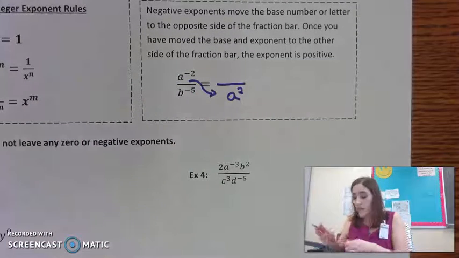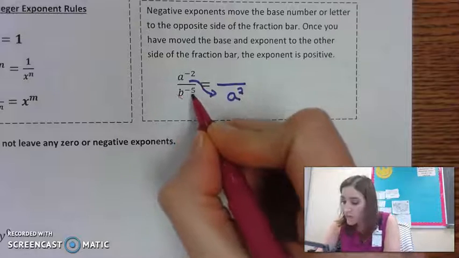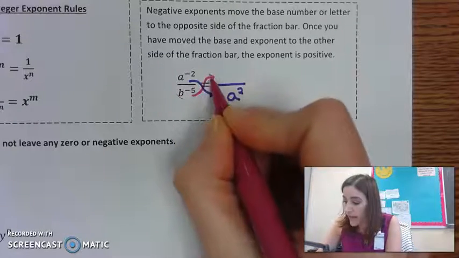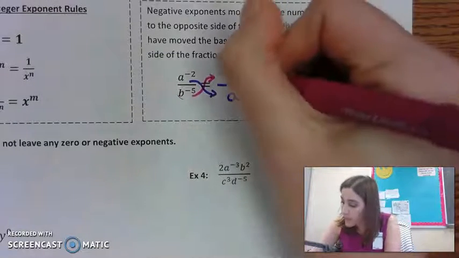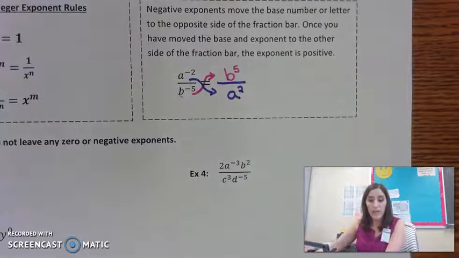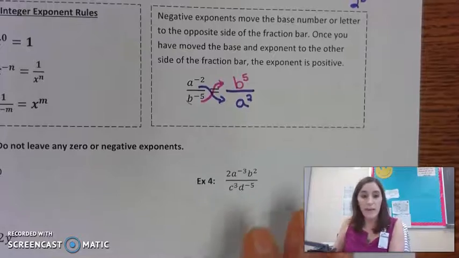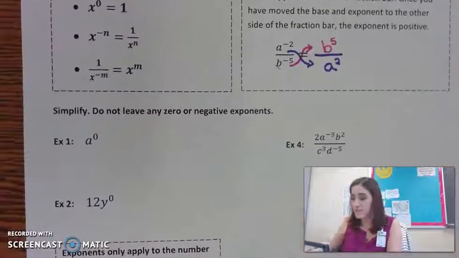So the same thing, if you've got a negative exponent on the bottom of your fraction, you're going to move it to the other side, so in this case the top, and then it would become a positive 5 for your exponent. So that is the basic idea of what is happening today. Let's go ahead and look at example number 1.